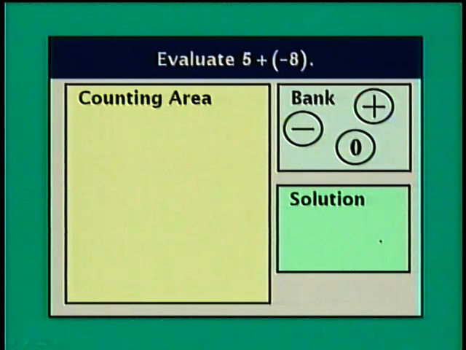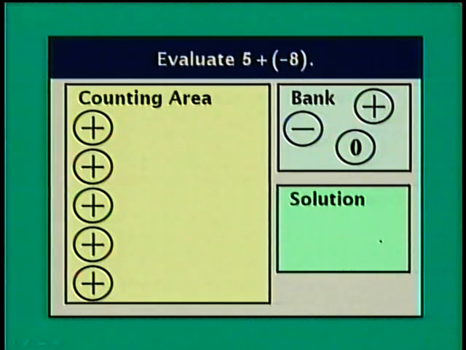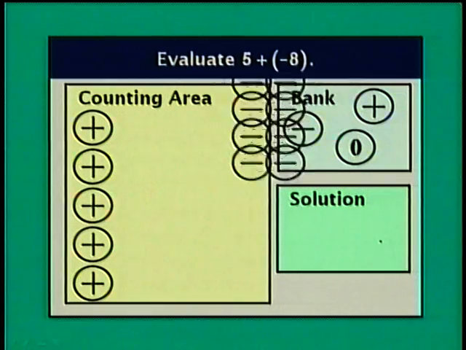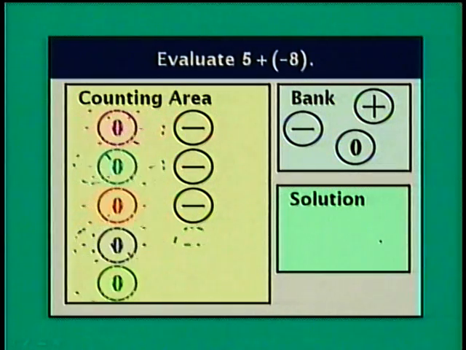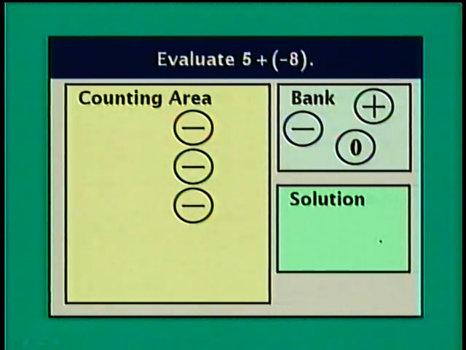What if we started with +5 and then added -8? Let's look for our pairs of positive and negative chips. Each pair can be swapped with the 0 chip. Adding 0 doesn't change the sum, so the zeros are out of there, and we're left with 3 negative chips. What do we write? We write 5 plus -8 equals -3.